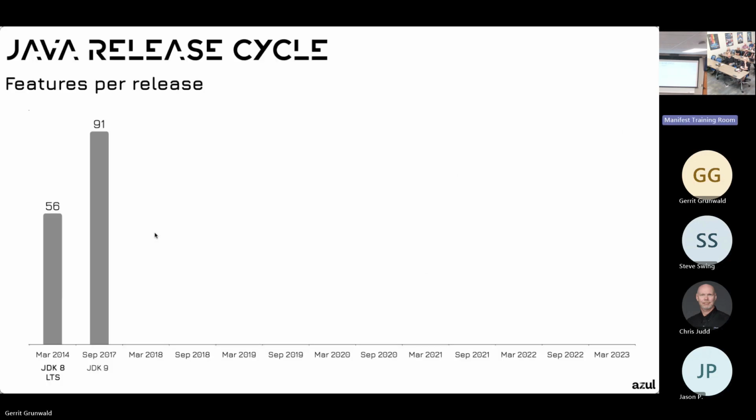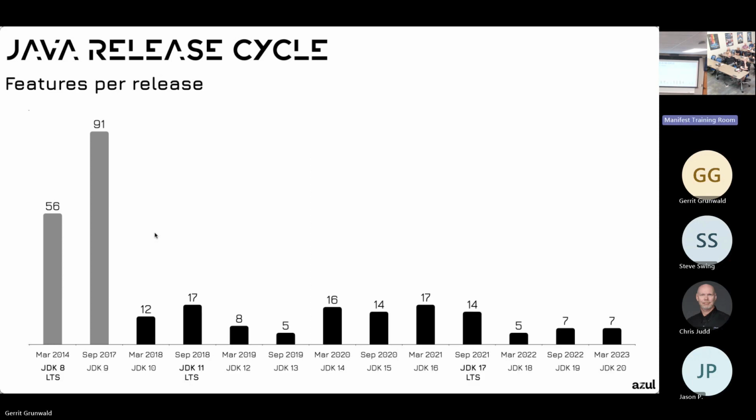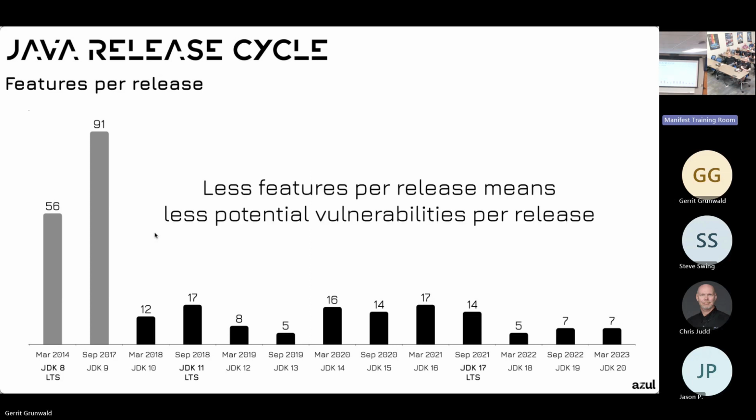This was more or less the old release cadence, and that was the number of features in each release. So JDK 8 had 56, and then JDK 9 had 91 features, because it became modular. And then when the new cadence came out, this had been the number of features per version. You can imagine that if you put fewer features in a release, then you reduce the potential vulnerabilities per release. And that's the reason why this is important to know.